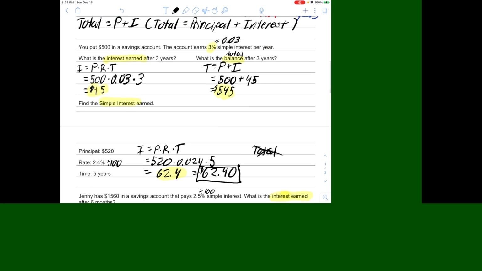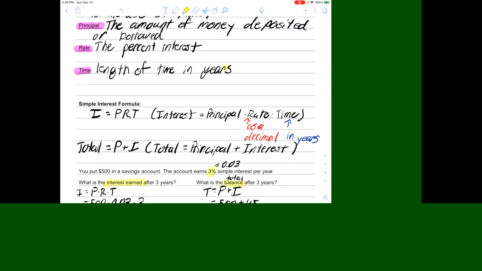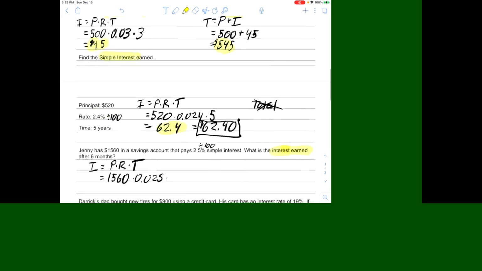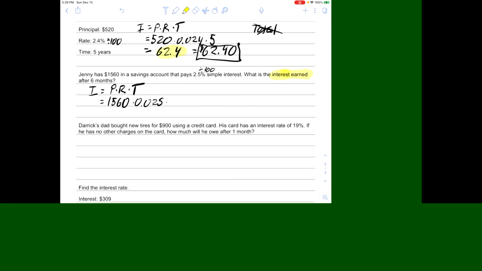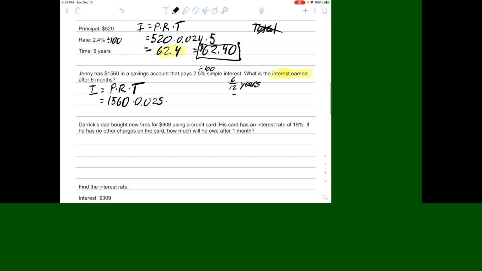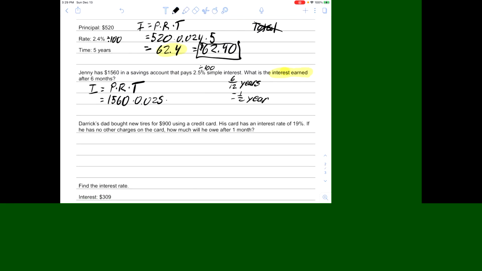Now remember up here, I said that time always has to be in years. Well, 6 months is not. Let's think. In 6 months, out of 12 months in a whole year, so I would have 6/12 years. Simplifying that, I have 1/2 of a year. So at the end here, I would write 1/2 or 0.5.